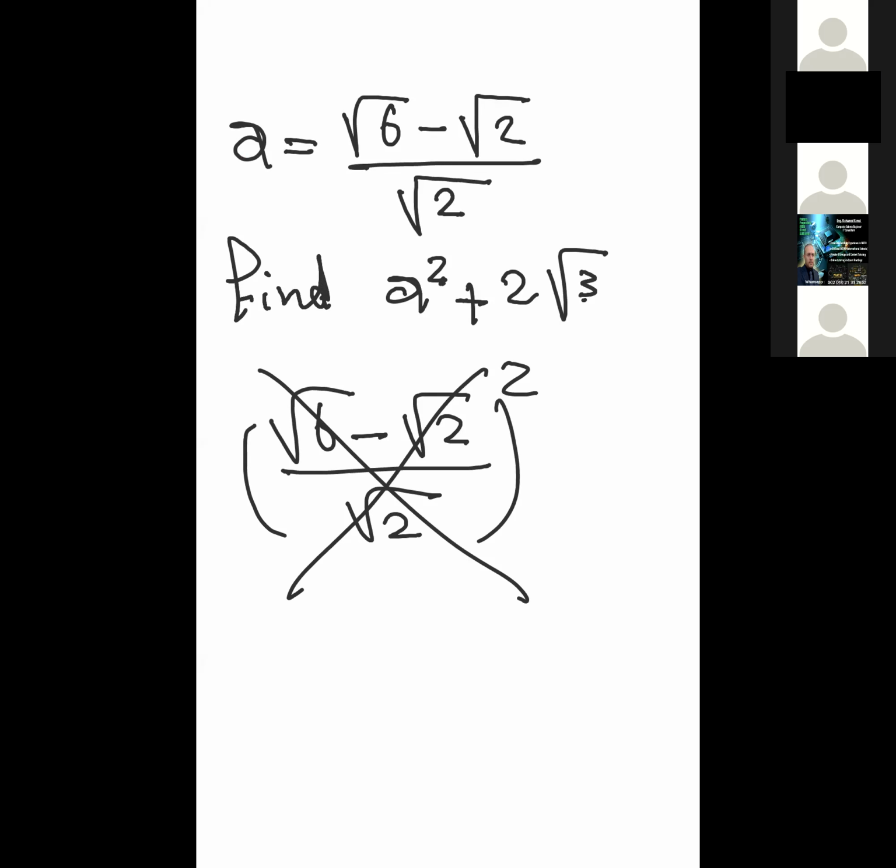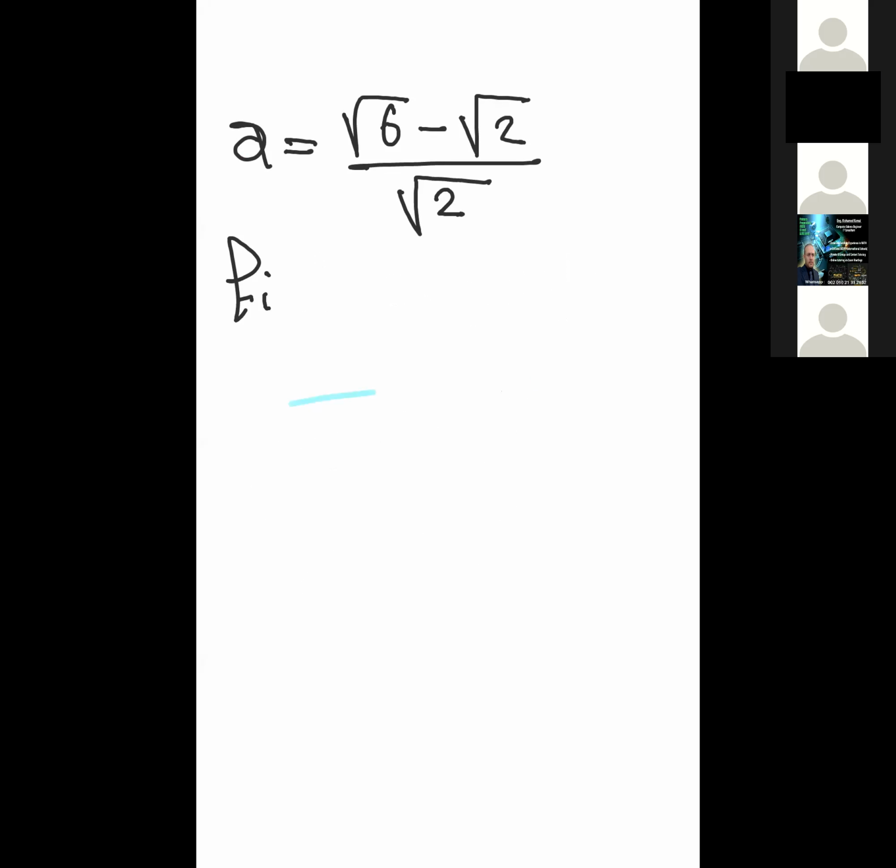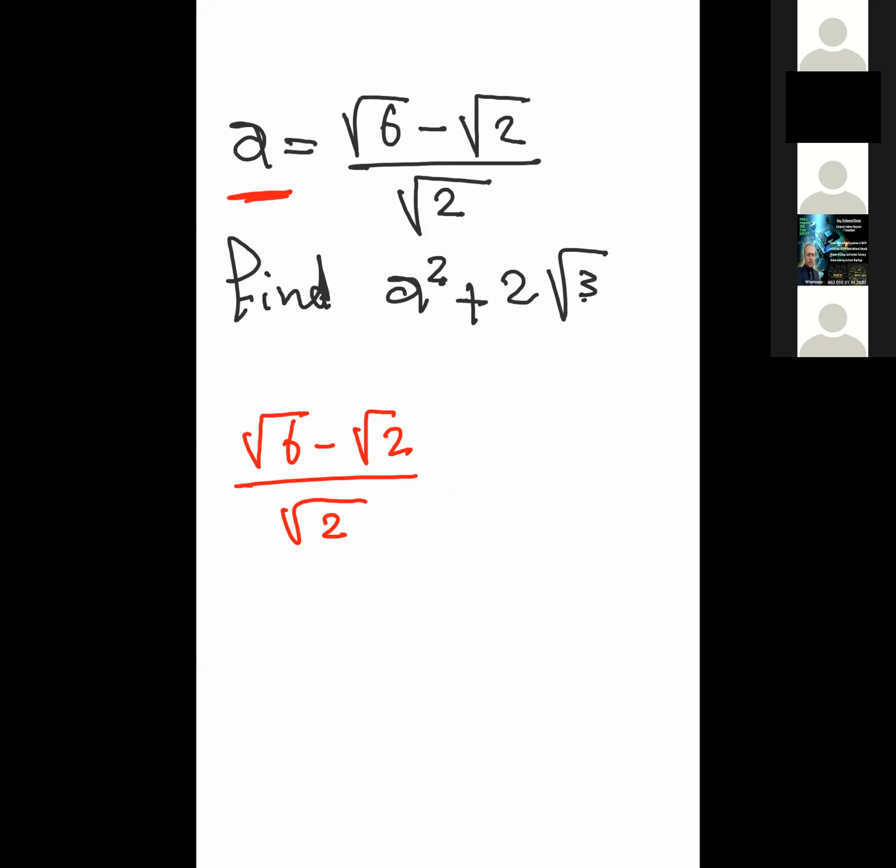Okay, no, this is very complicated. I have to simplify the term first. Okay, guys, you have to consider this well. We have to simplify that term, which is a, first. So a equals, I can simplify it using two ways, by the way. Here, the square root of 6 minus the square root of 2 over the square root of 2. Then I can multiply it by the square root of 2 over the square root of 2, the number which is in the denominator.